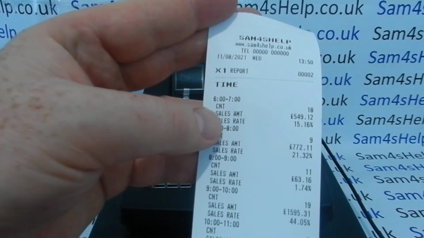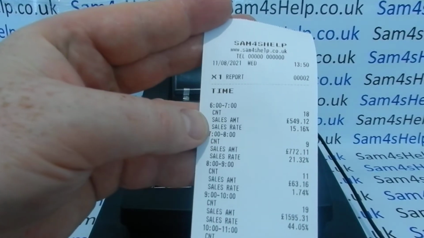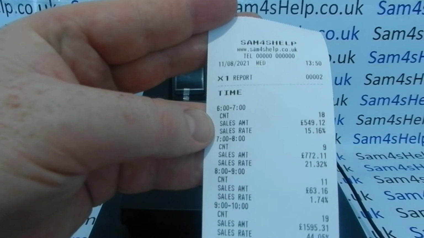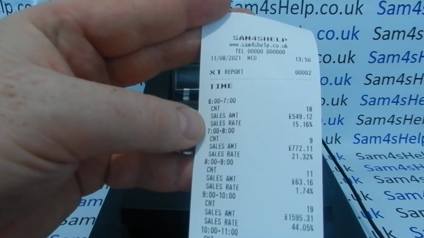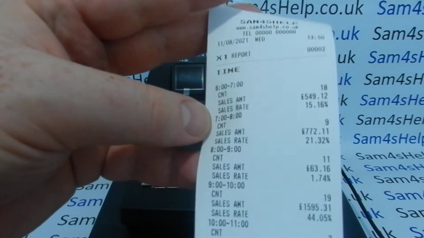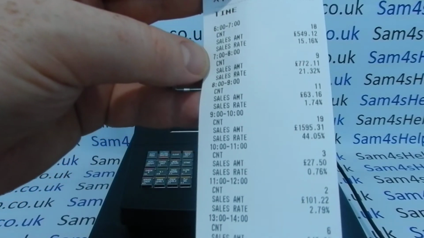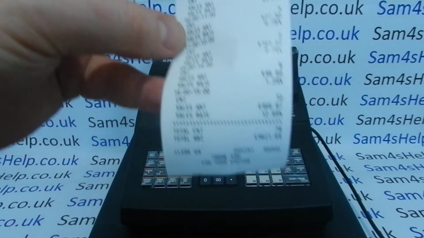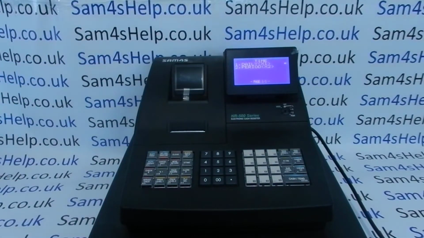So it shows the information. CNT is the number of sales or number of transactions that have happened in that hour, then the sales amount, and the sales rate is the percentage of the sales of that day. So it's quite a useful report. It basically shows you your busy times of the day. You may already know this information because you know your business so well, but sometimes this information can surprise you, and the till's got the feature, so why not use it?